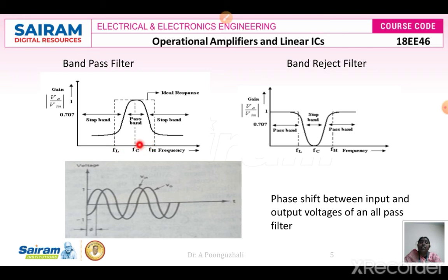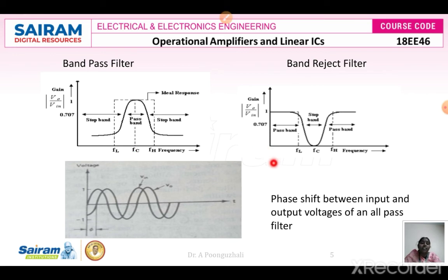But in practical conditions, I will not be getting it at exact FL only, my gain will not go constant. What will happen is slowly my gain will increase, and at one particular frequency my gain becomes constant. And then after a particular range of frequencies, my gain starts decreasing. So here the center frequency is called your center frequency FC, the frequency of maximum gain.